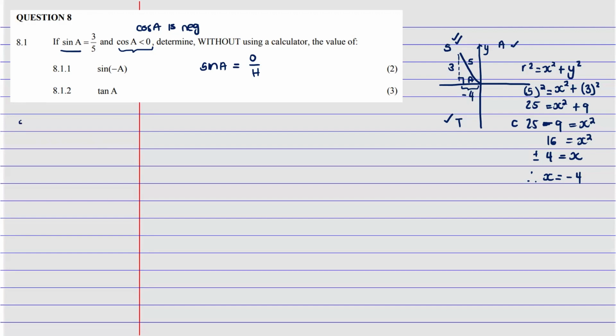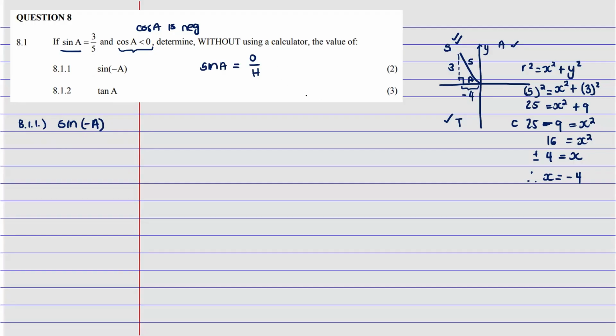So with 8.1.1, right, it says we need to calculate sine of -A, right? So with this one, it's very simple. Everything is in terms of sine. So we need to get rid of this negative.